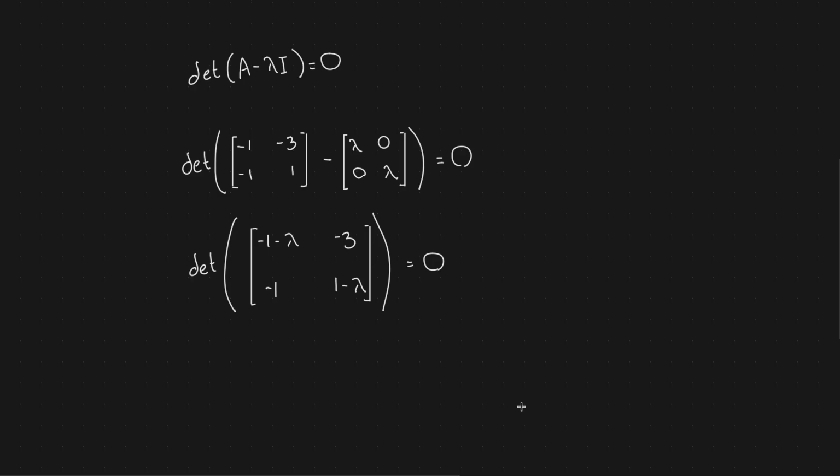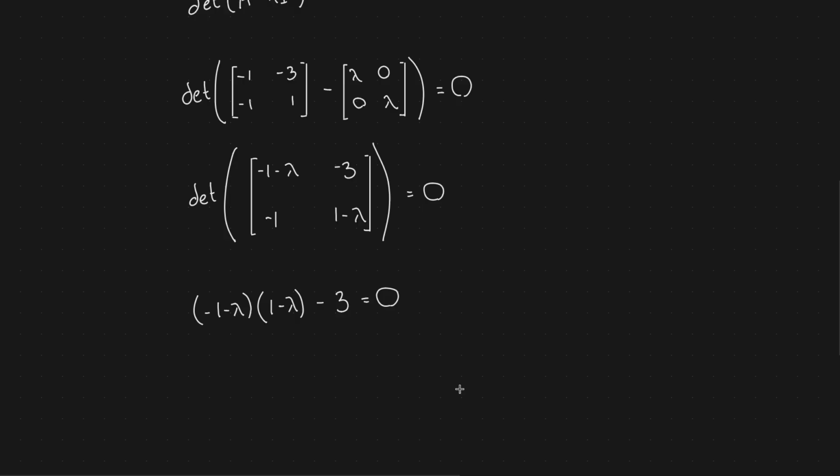Let's go ahead and take the determinant now. We know how to take the determinant of a 2 by 2. Start by multiplying these two. So that's going to be -1 minus lambda times 1 minus lambda. And then subtract what I get when I multiply these two. So that's -3 times -1. That's a +3. So I'm going to subtract a +3. And so I get a polynomial equation. We know how to solve polynomial equations, especially when they're equal to 0.